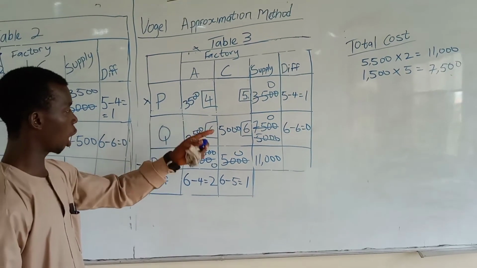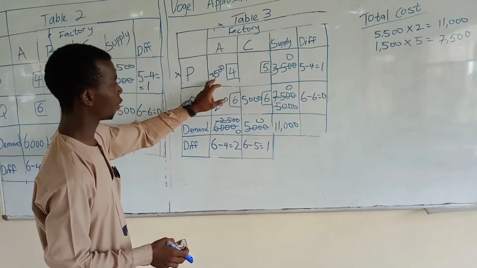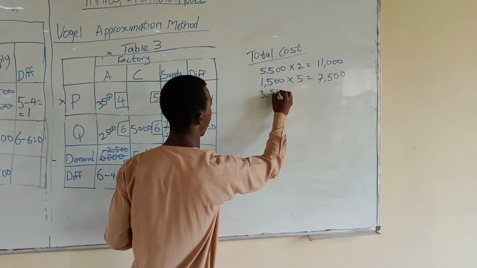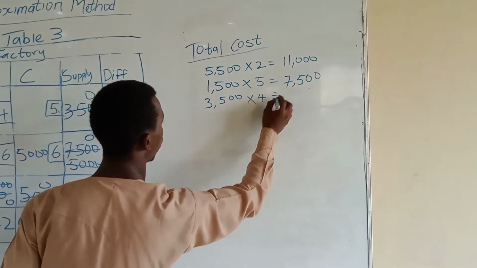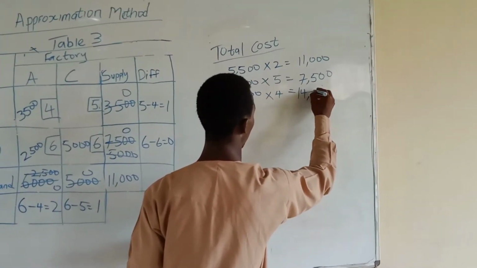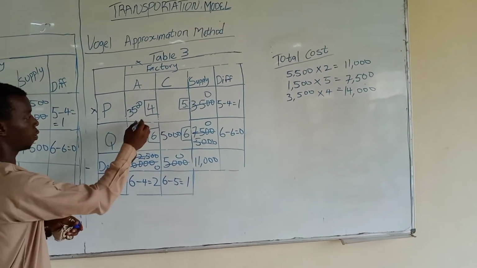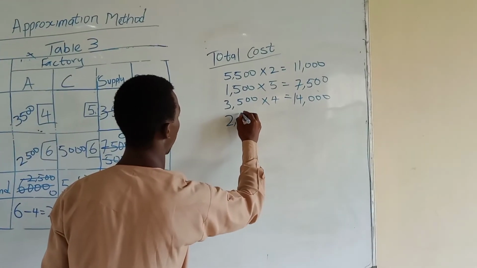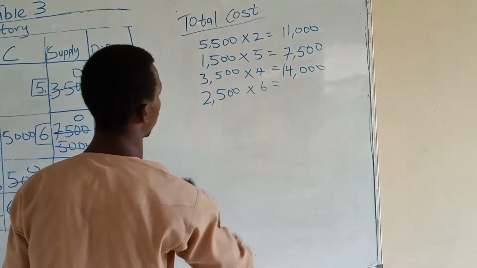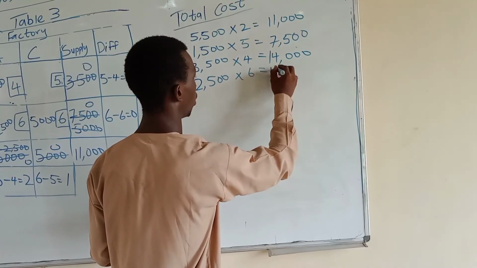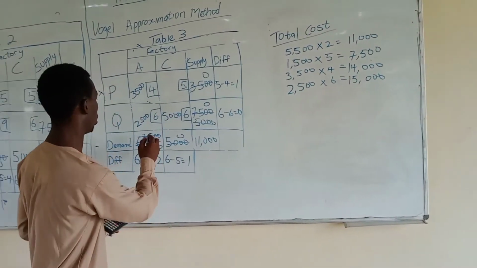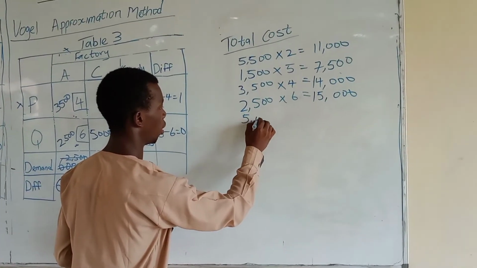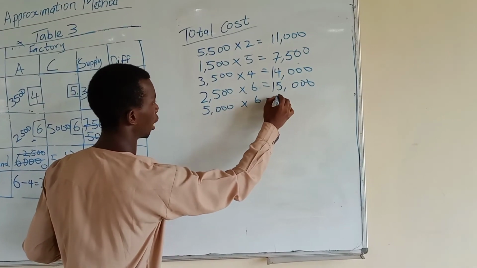So we are to calculate our total cost. Take 3,500 and 4 naira per unit. So we multiply 3,500 times 4. This is 14,000. What next? The next one is 2,500 times 6. Then we have 5,000 left. 5,000 times 6 is 30,000.